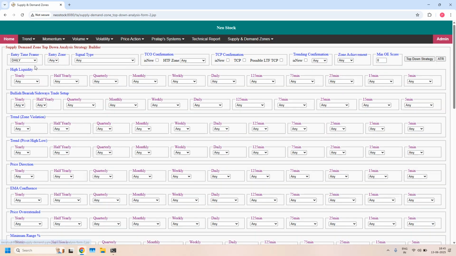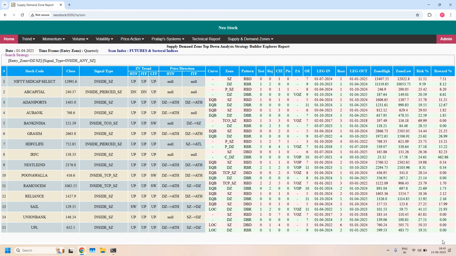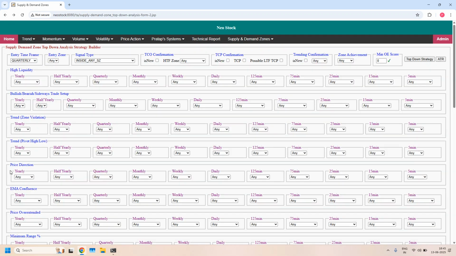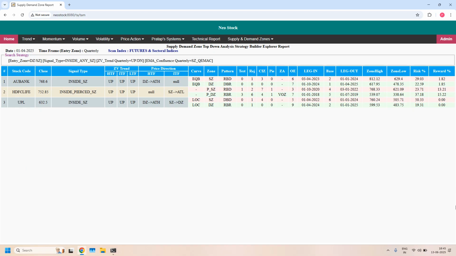Okay, next, price closed inside the quarterly supply zone. We got 15 stocks. Out of these 15, we can further filter based on how many quarterly supply zones are having quarterly EMA confluence, and also the trend on the quarterly should not be sideways; it can be up or down. With these filters, we got 3 stocks.